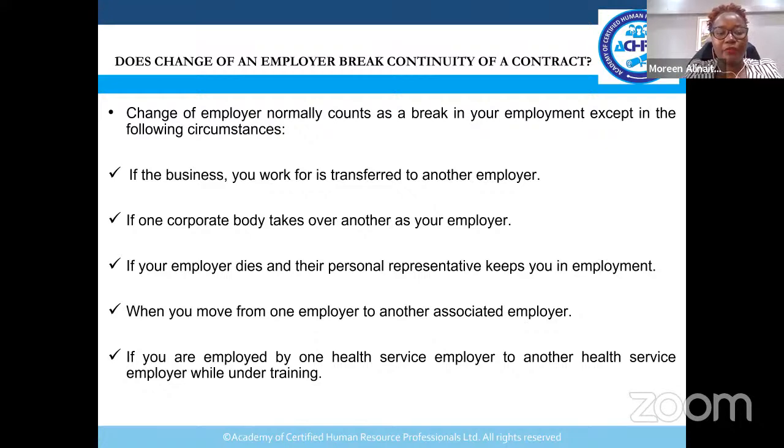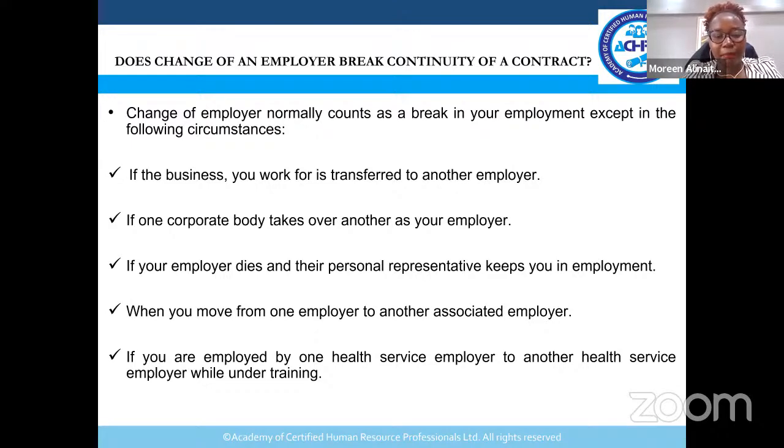employment. If your employer dies and their personal representative keeps you in employment, for example, maybe you were working for a home and then the boss dies, then they do the succession and the children or the personal representative keeps you as an employee, then the employment contract is not considered to be broken.